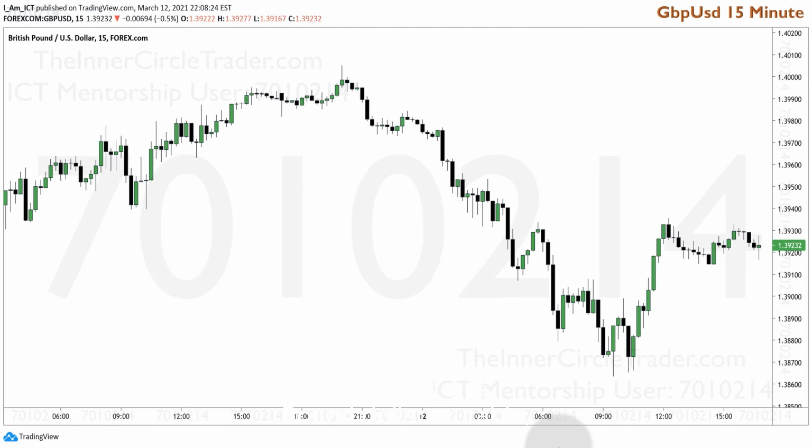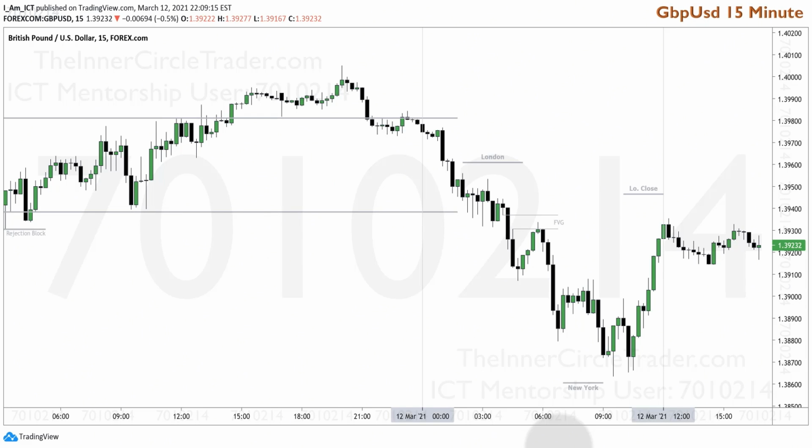All right, pound dollar or cable, 15-minute time frame. All right, so we have that imbalance on the hourly chart. We've just extended those levels out in time. We referred to those earlier in the week, so just go back and look at that. Market trades down to the lower end of that, rallies back up in. Displacement in London, small little fair value gap, optimal trade entry here.